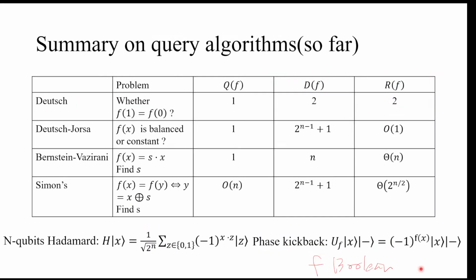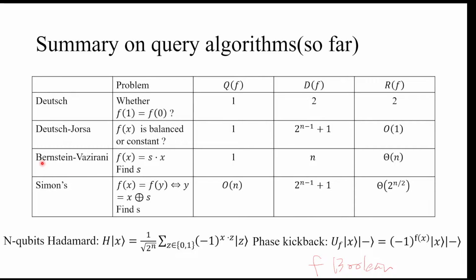In the next minutes, we will show a summary of all the algorithms we have shown so far. We have Deutsch's algorithm, the Deutsch-Jozsa algorithm, the Bernstein-Vazirani problem, and Simon's problem. In Deutsch's algorithm, we ask whether f(0) equals f(1), so here f is 1 bit to 1 bit. Then in the Deutsch-Jozsa algorithm, f is n bits to 1 bit, and f is balanced or constant.